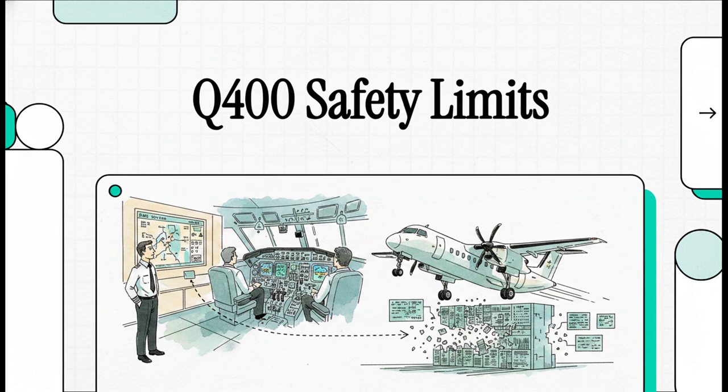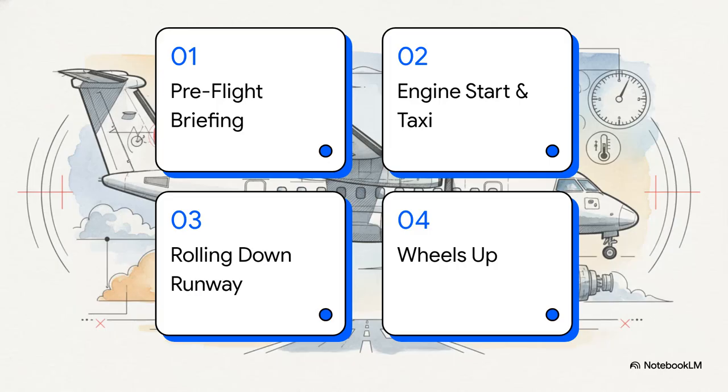We're basically going to build a mental map of these safety limits together, tracking a flight from the literal second we walk into the briefing room all the way to the moment we retract the landing gear and climb up into the sky. Okay, let's just dive right into our agenda.